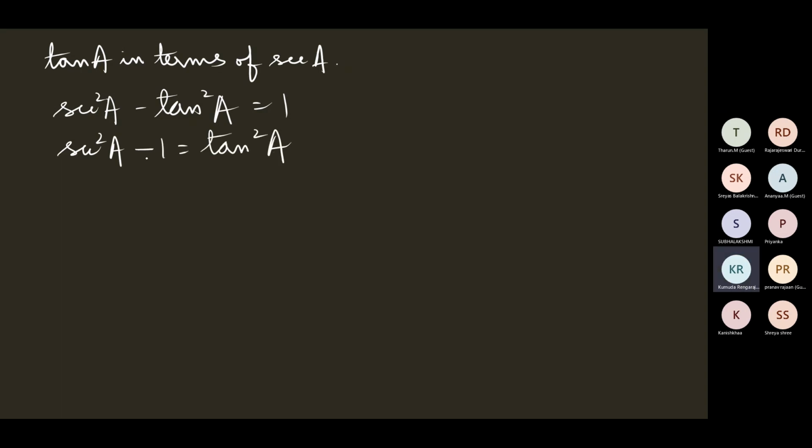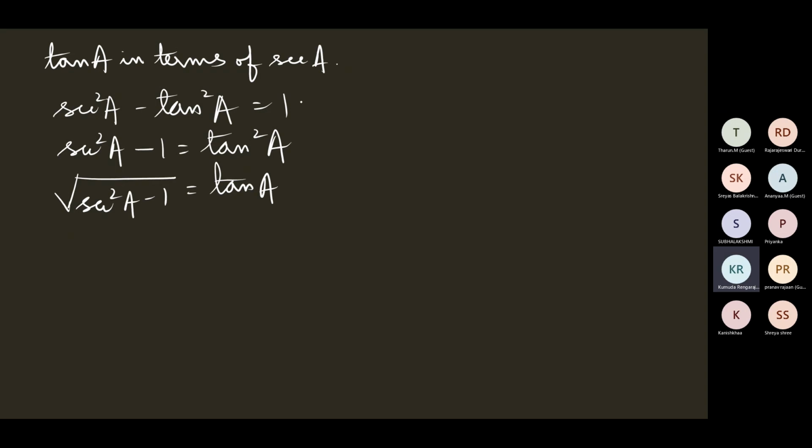You need to write tan in terms of secant, so you have tan on one side and secant on the other side. So tan A is equal to the square root of secant square A minus 1. Here we have expressed tan A in terms of secant A. It can be secant A, secant square A, or secant cubed A, that's fine, as long as it is in terms of secant A.